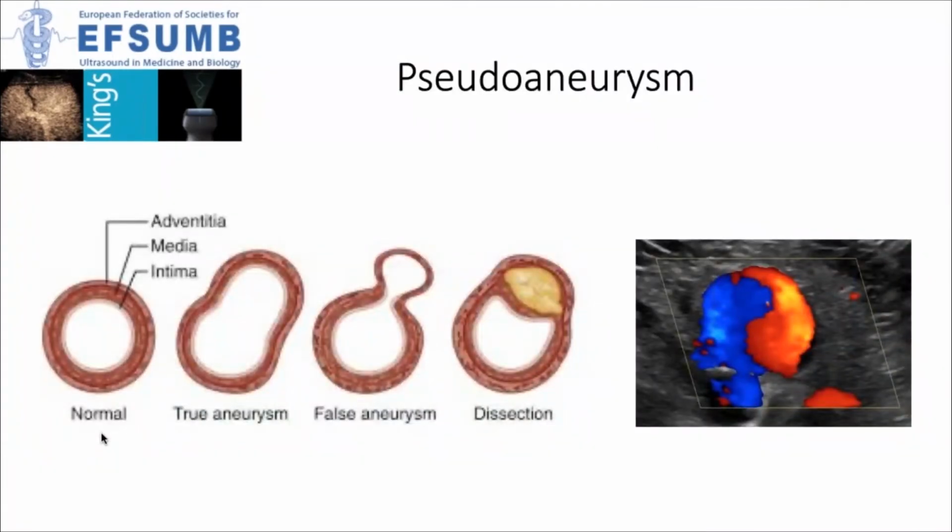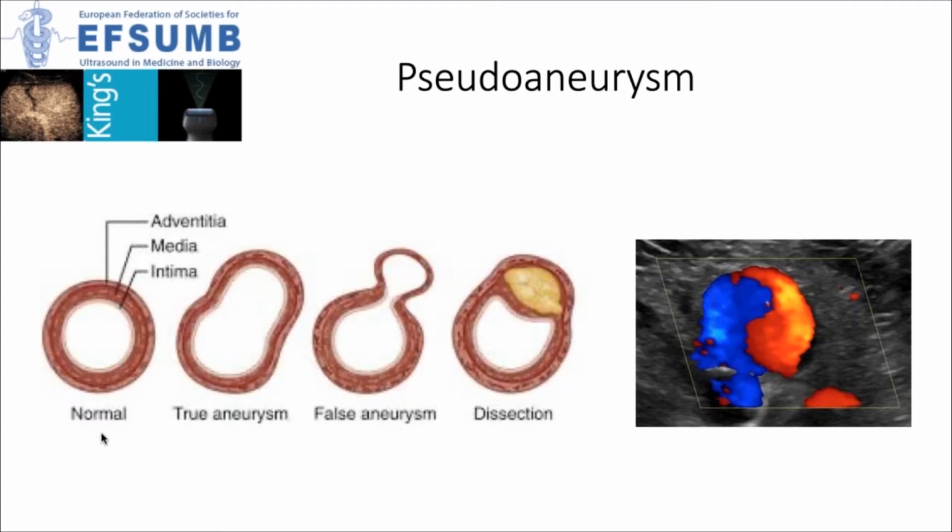Moving on to the next temporal step, we have the pseudoaneurysms. These are different to the true aneurysms. A normal vascular wall is comprised of the intima, media, and adventitia. And we know that with a true aneurysm, you have involvement of all three walls. And to an extent, this may make it less likely to rupture, obviously dependent on size and location.